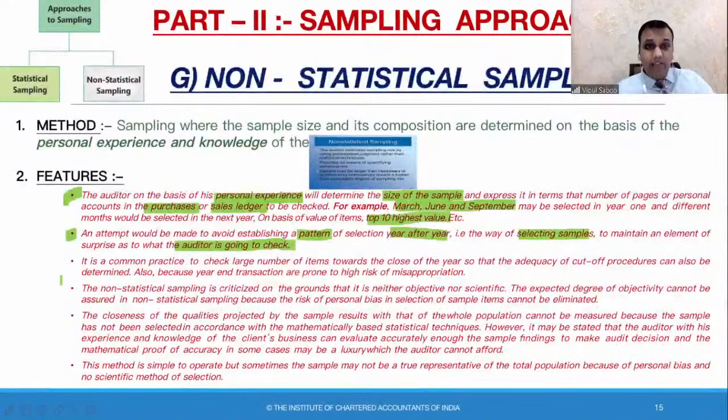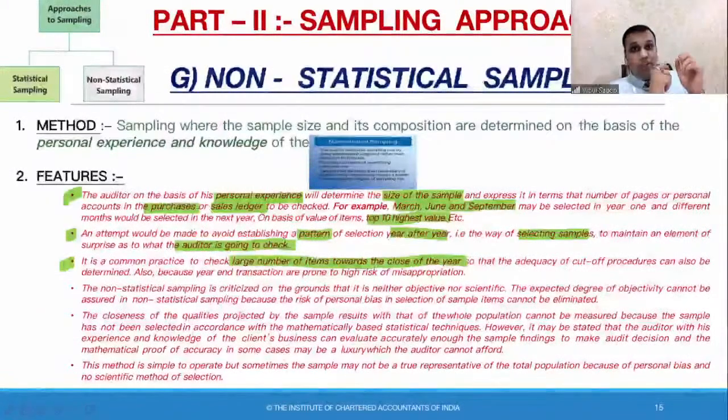So in that case, it is a common practice to check a large number of items towards the close of the year. Why so? There is a term. Please tell me, there is a term. What do we check at the year end? A large number of items at the year end to check for. What is the term? To check for window dressing. I hope you all know what window dressing is.